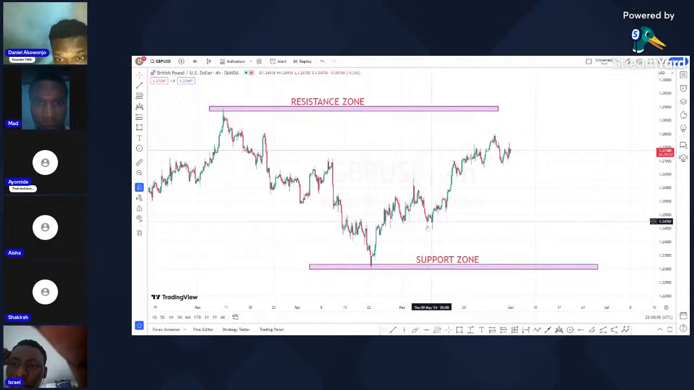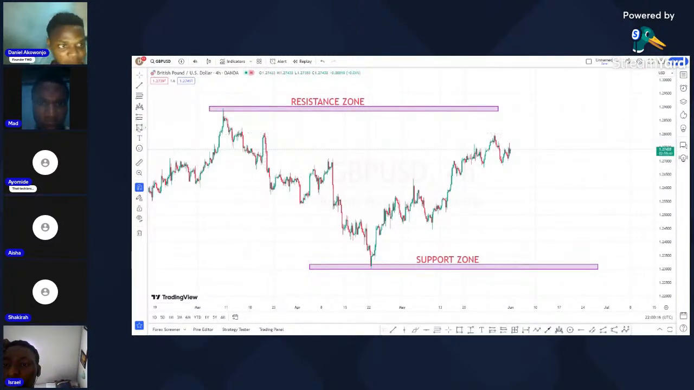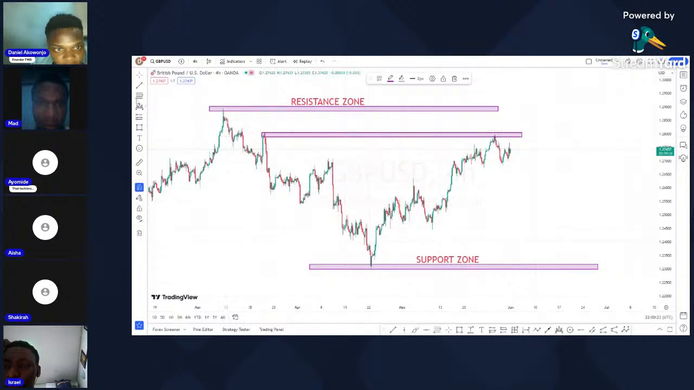This zone is a support zone. This zone is a support zone. This zone is a support zone. This zone, this zone, a lot of support zones. This zone here is a resistance zone. I'm going to be marking them out now. So just pay attention to them, and I'm going to show you how they work. Okay, let's go.